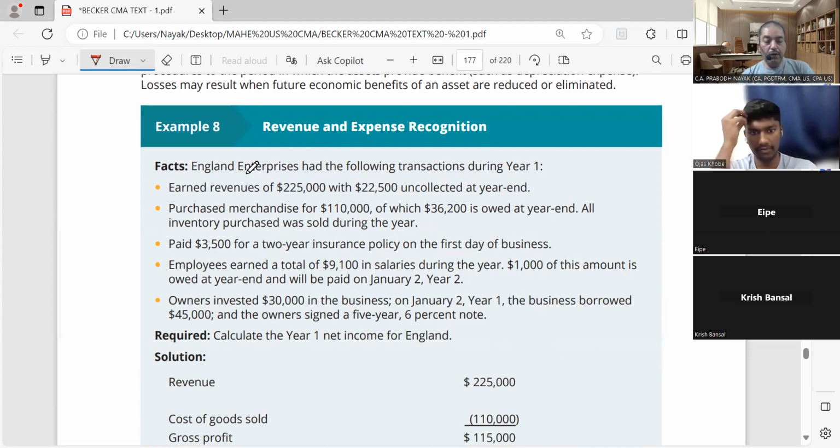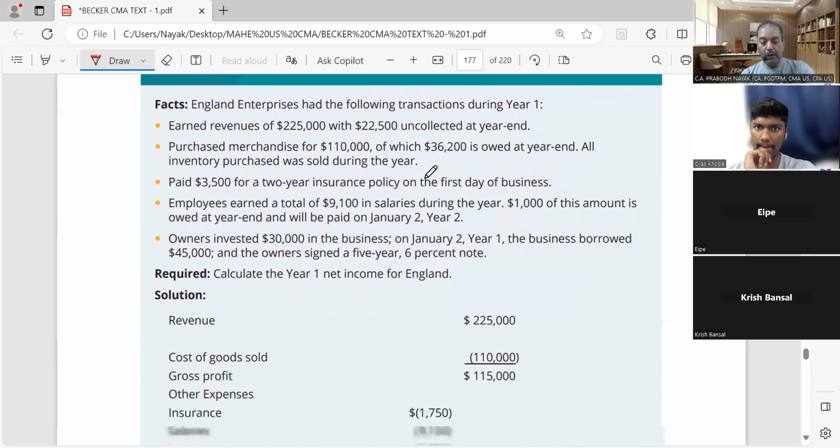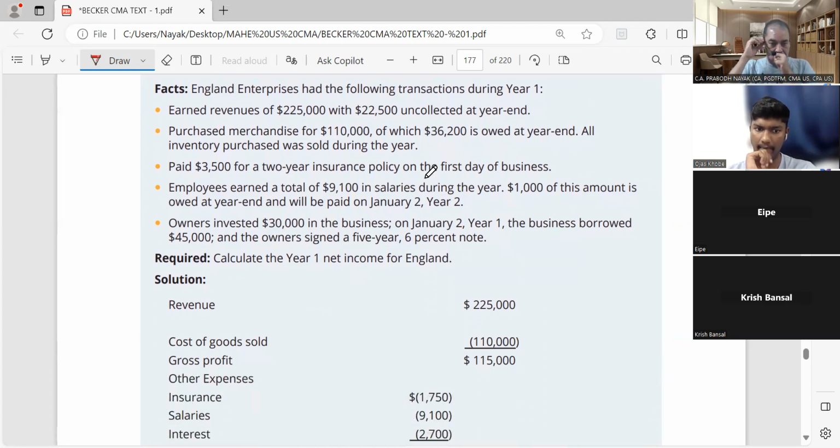So the first thing that you will do is take earned revenues of 2,25,000. Now they are saying that 22,500 is uncollected. That means it is not received, but it is earned. So we will have to show the full 2,25,000. Purchased merchandise for 110,000 means you have purchased goods to be sold in the current year. So cost of goods sold is 1,10,000. So gross profit is coming to 1,15,000.